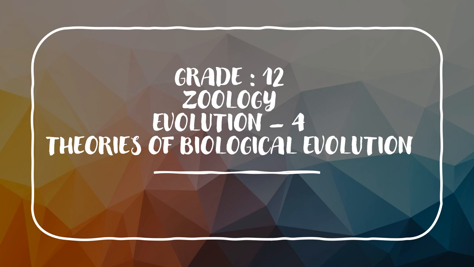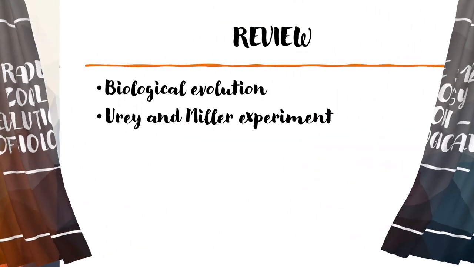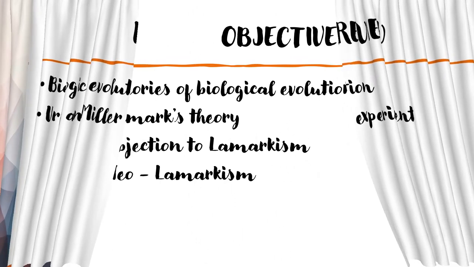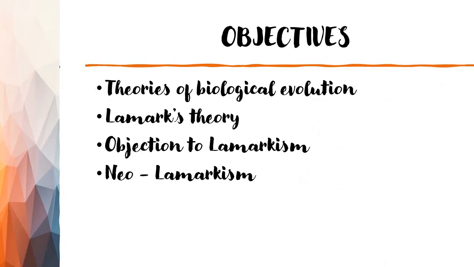We are discussing chapter 6, that is evolution, and today part 4, that is theories of biological evolution. In the previous session we discussed biological evolution, then the Urey and Miller experiment to prove the evolution of biotic things from abiotic things, right? And today's session we are supposed to discuss theories of biological evolution.